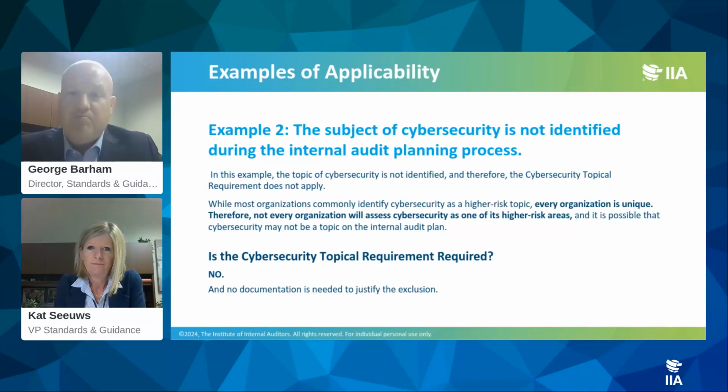Example 2 would be the inverse of that. So same process, you're doing your annual internal audit plan. Let's say cybersecurity wasn't one of the higher risk items as you're planning that out. And this very well could be. There's some organizations maybe that there are things that are a little bit more important during that year. Maybe the risk related to something else takes precedence. So in this example, you wouldn't have to execute this topical requirement on cybersecurity.